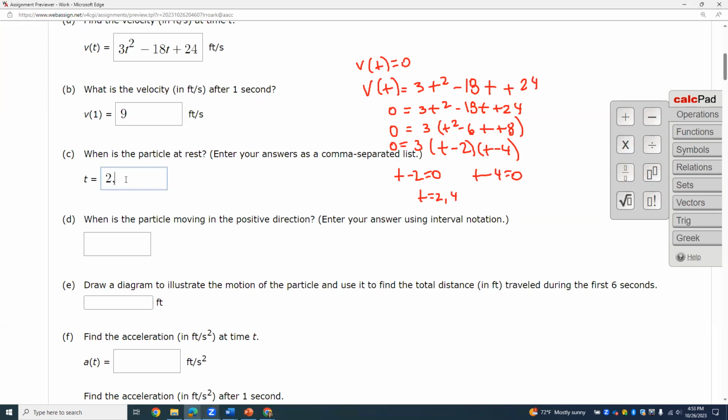Again, whenever it asks you for where it's at rest, we can take the velocity equation and set it equal to 0. Okay, so then the next question says, when is the particle moving in the positive direction?